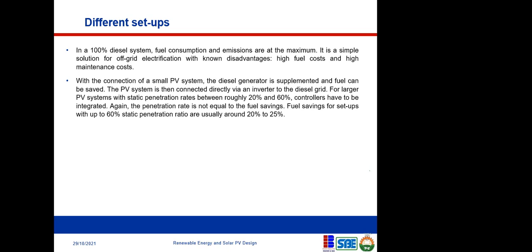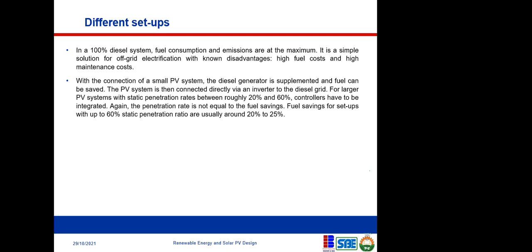So again, the penetration rate is not equal to the fuel saving. So if somebody tells you that I have a solar system and I'm getting a penetration rate of maybe 60%, and of course you're running a diesel generator for the remaining 40%, it does not mean that that 60% is the fuel that they're saving, that they ought to have used when they're running that generator for 100%.